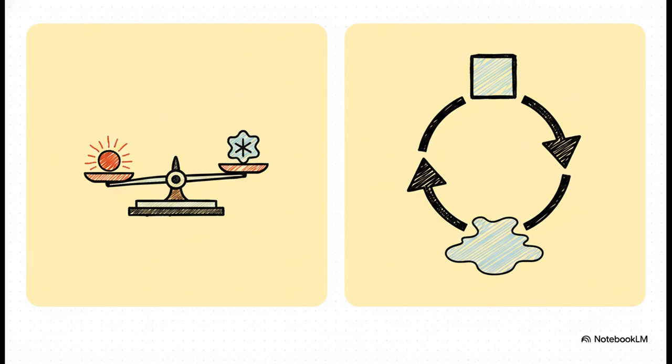Second is the principle of inverse transformations. You can think of this like a perfect thermodynamic loop. If melting an ice cube takes a very specific amount of heat, then freezing that exact same water back into ice is going to release that exact same amount of heat.